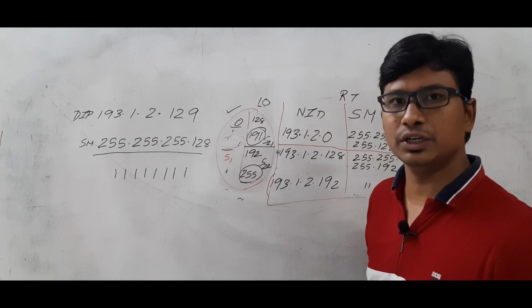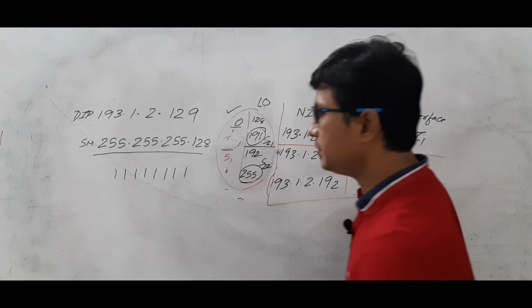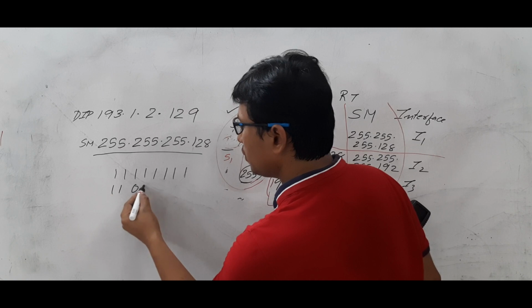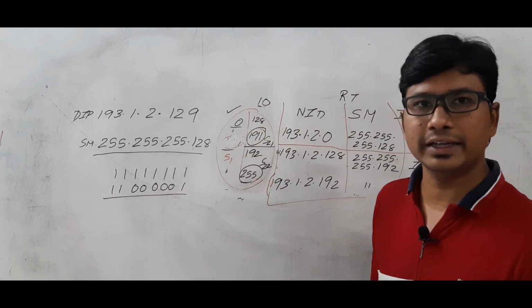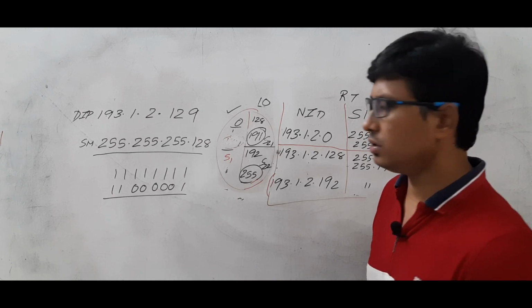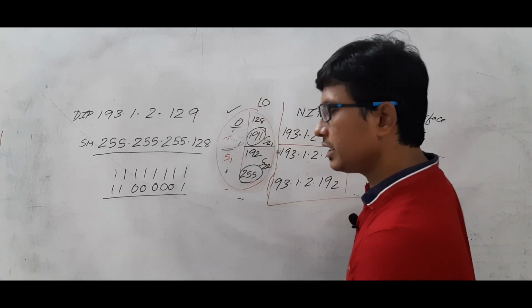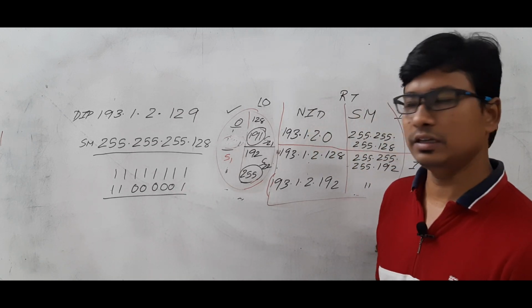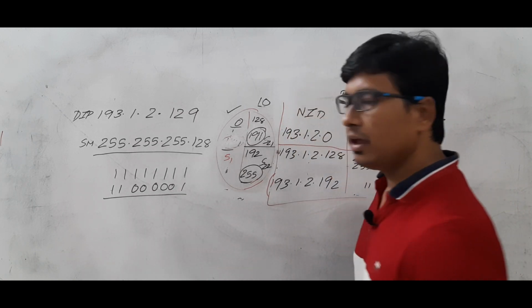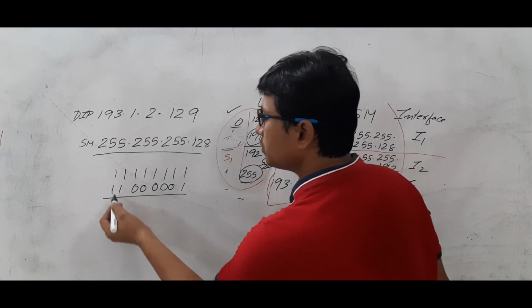193, if I convert it into a binary number of 8 bits, then it will be 11000001. You can ask me, sir, how you have written it like this? Have you memorized it or not? No. Why? This is 128 plus 64, which is 192, plus 1, 193. Is it clear? So, if you perform bitwise AND, what will you get?